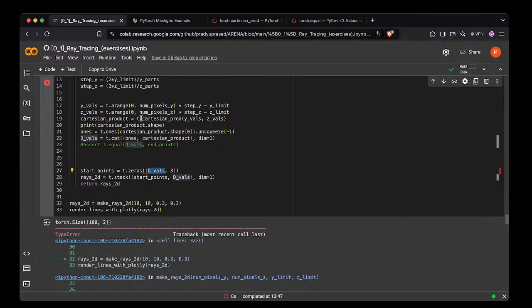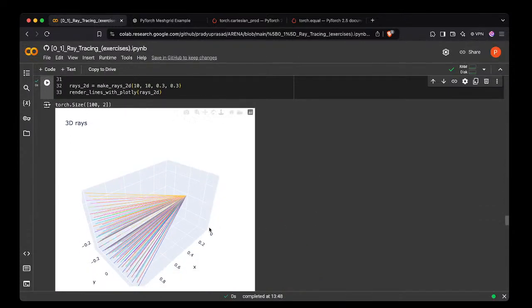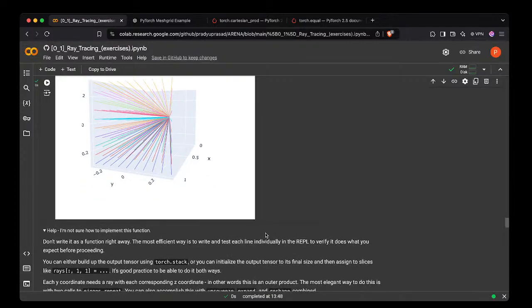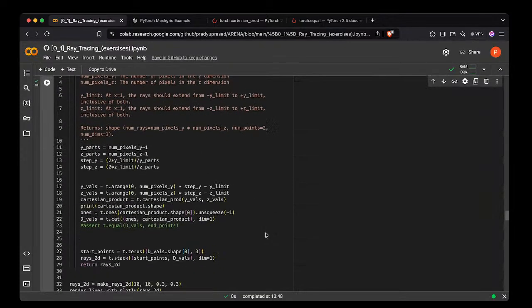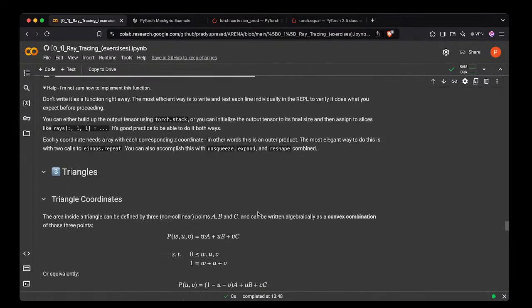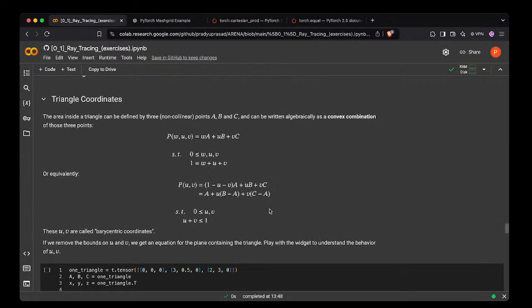Alright, we delete numbers, which is d_vals.shape[0]. Right, so we have this. Okay, so we have this. Okay, it works. Next thing we want to do is triangles, and non-collinear coordinates A, B, and C. 0 less than this, and 1 is equal to the whole thing summed.